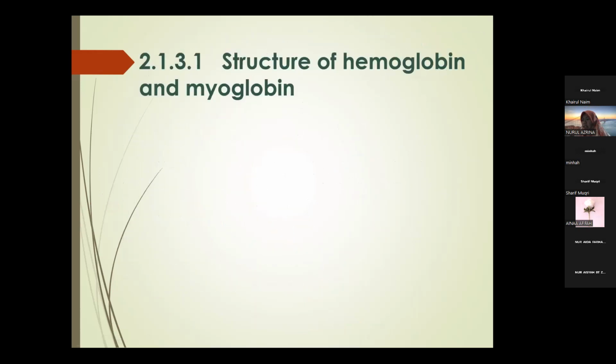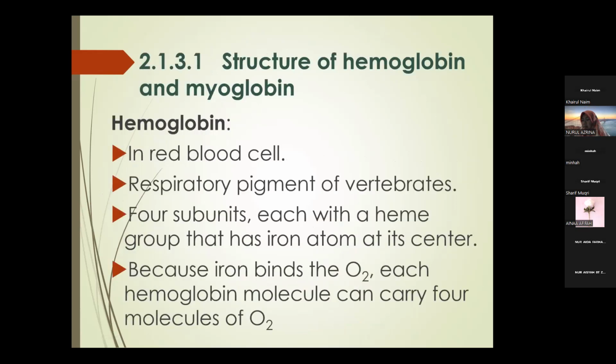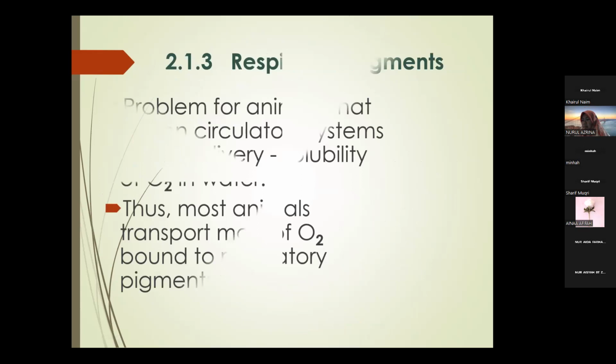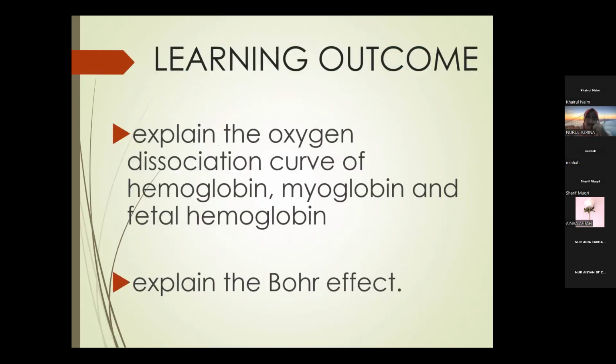Okay, next. The next learning outcome is related to the next video. The second video of chapter 2 is about the oxygen dissociation curve of hemoglobin. Okay, this part. Is there anything you don't understand?